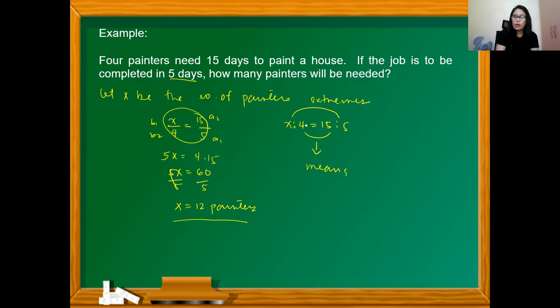So whenever the pair is complete, we will multiply them and then divide by the given value in the pair of the means. That will give you the value of the unknown. Okay, so I hope you are able to understand the idea of ratio and proportion.